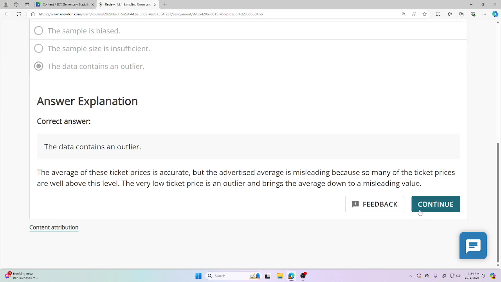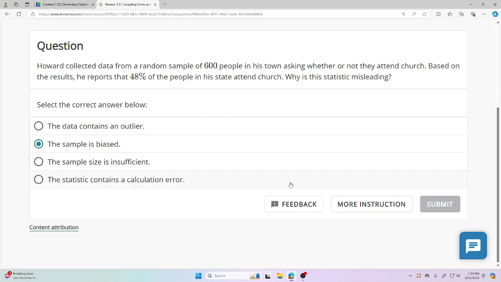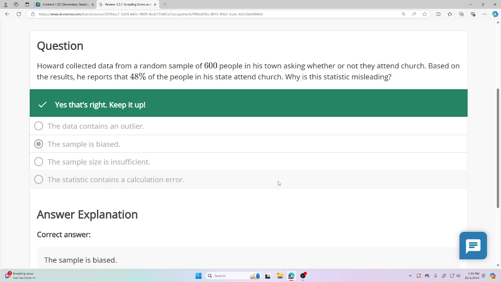Once you roll through these enough, you'll see enough of them that you're like, I got this. We're almost done. So whether or not they attend church, that was in the town, and now he's doing it for the state. So again, I wanted to say that his little thing is outlier, but it's bias, right? It's for a group. Now we know. Okay, cool.